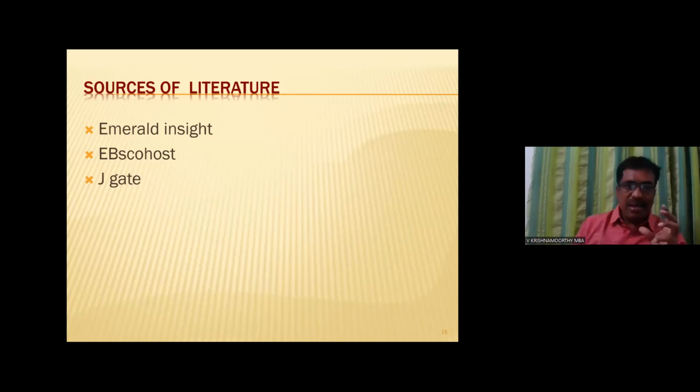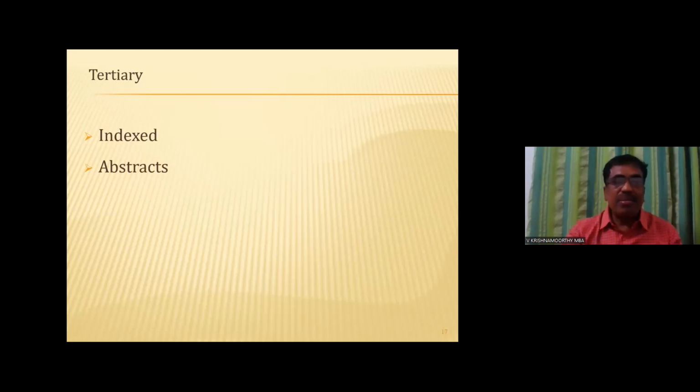Emerald Insight is one of the databases. This database is exclusively meant for social science. Social science means commerce, management, economics, anthropology, sociology, psychology, then public administration. So you can find articles under this database. Okay. Similarly, EBSCOhost plus JSTOR. You can also collect review of literature from these sources, and from indexed sources and abstract sources. Indexed means, probably, Scopus indexed sources.